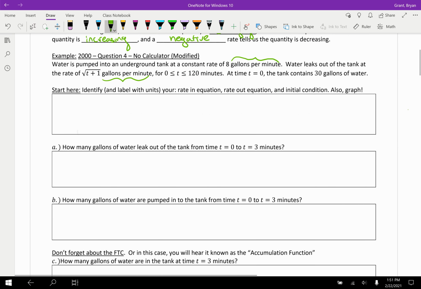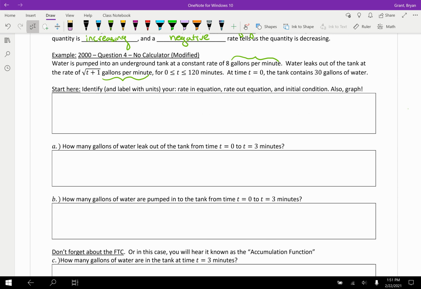All right. Well, the very first thing on any one of these rate in, rate out questions, and you'd identify a rate in, rate out, right, because we have water being pumped in and water leaking out, is actually not a question, right? Normally a question would start with A down here, but I always ask my students to do three things at the beginning. I ask them to identify their rate in equation, their rate out equation, and almost always there is an initial condition given. So what does this look like?